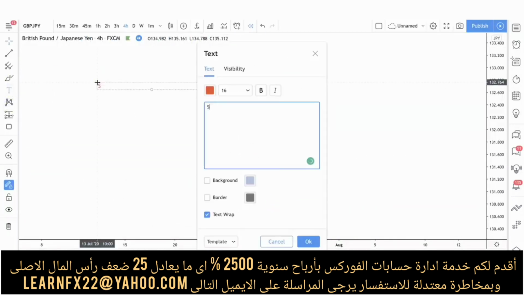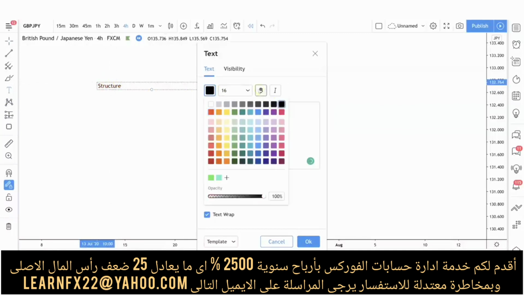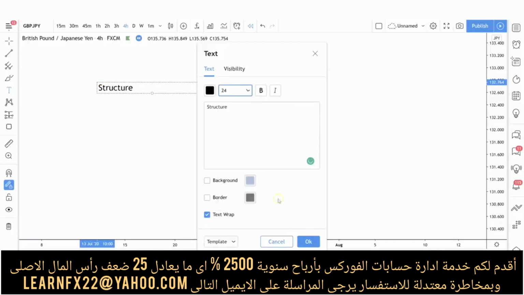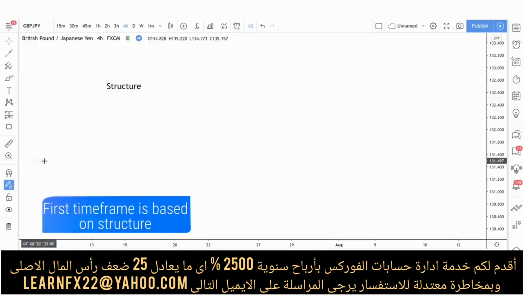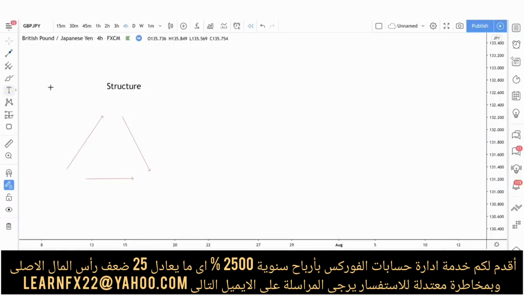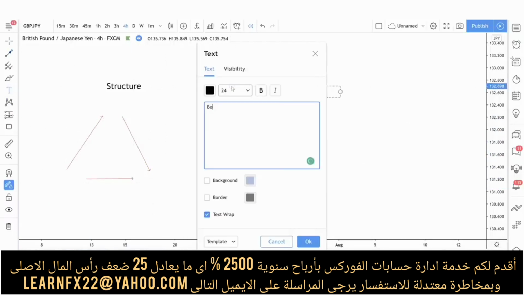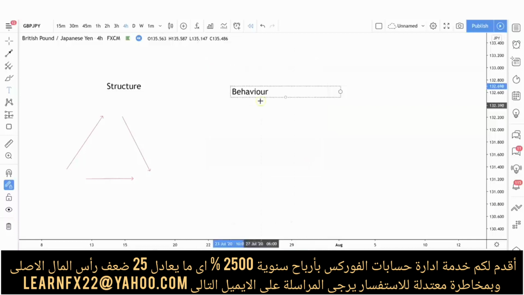Our first time frame is going to be based on structure. So when we're looking at this time frame, it's ideally going to give you a directional bias in the market. So is the market structure pushing to the upside, or is the market structure pushing to the downside, or is the market moving sideways? The next time frame that you're going to use is what we call a behavior time frame.